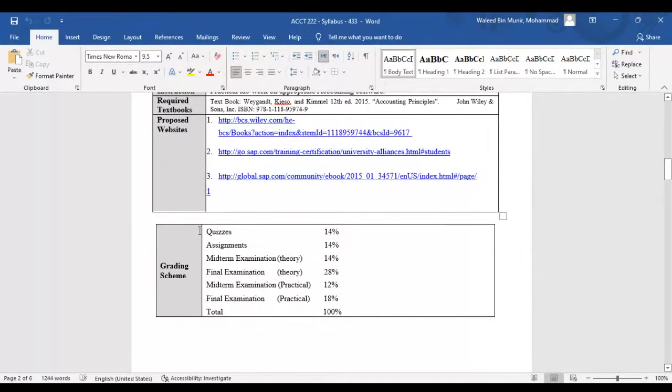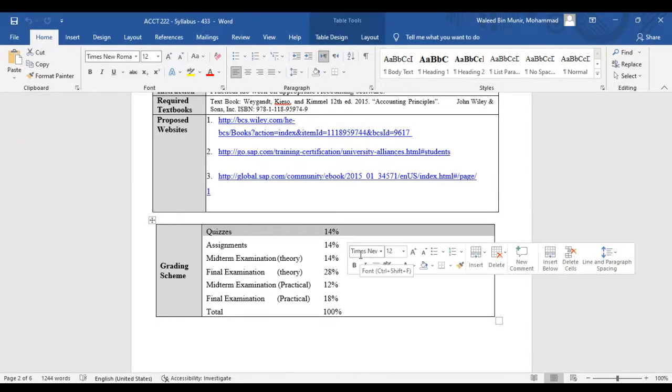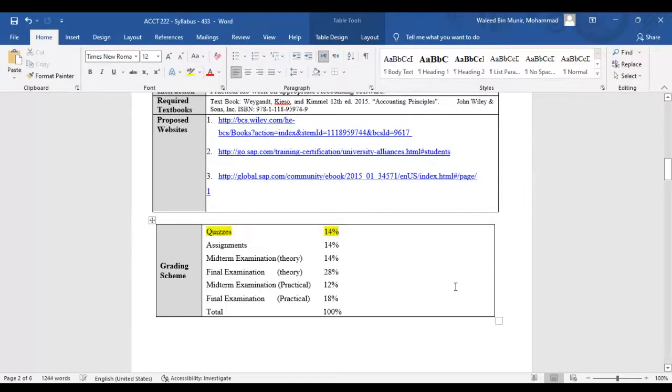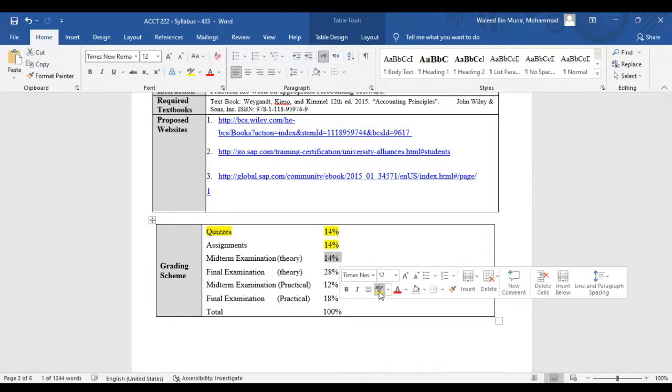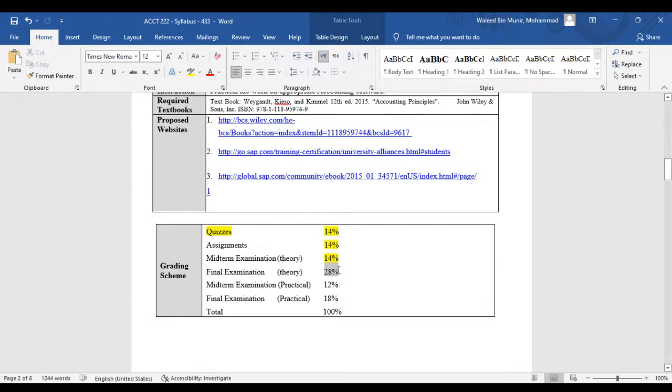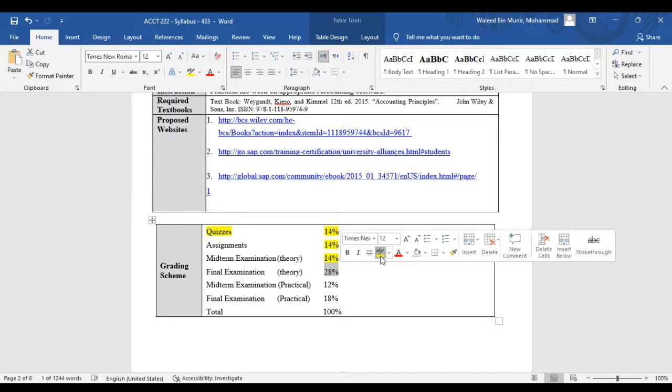Our grading scheme or assessment policy will be a standard one. You'll have 2 quizzes, 14%, and assignments, 14%. This one will be from the textbook. Midterm examination theory will be on campus. Quizzes and assignments will be online. Final exam theory is also 28%. It will be on campus.